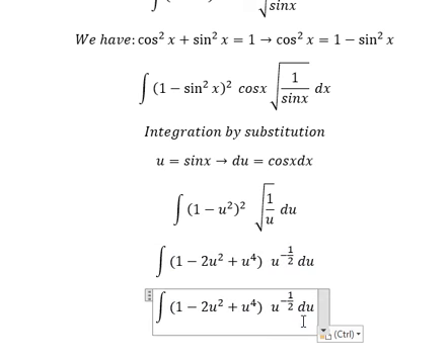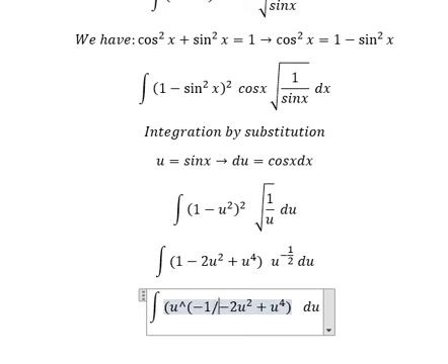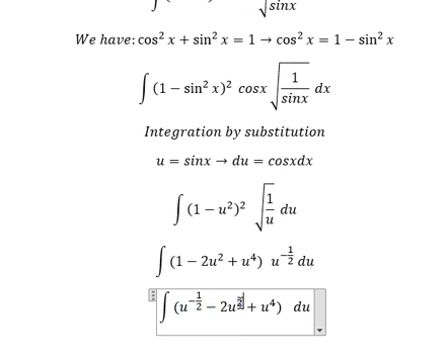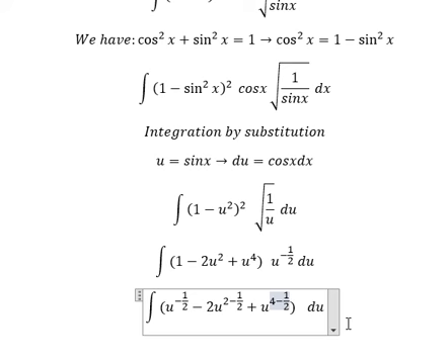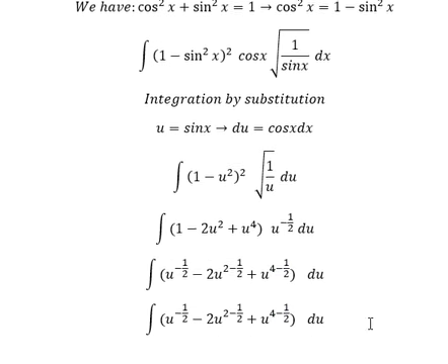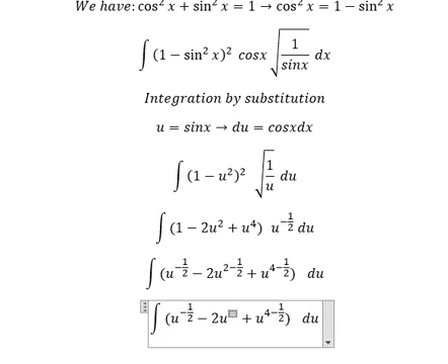Next, u to the power of negative 1 over 2 multiplied by 1, u squared, and u to the power of 4. So we have 2 minus 1 over 2, that's 3 over 2. 4 minus 1 over 2, that's 7 over 2.